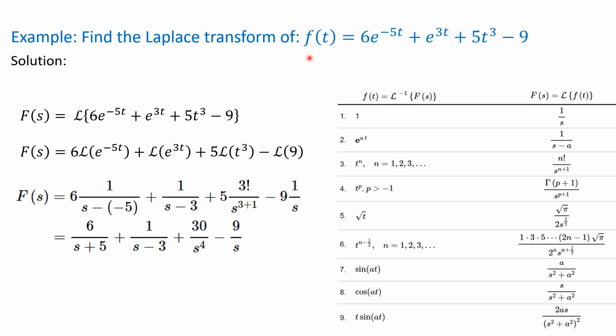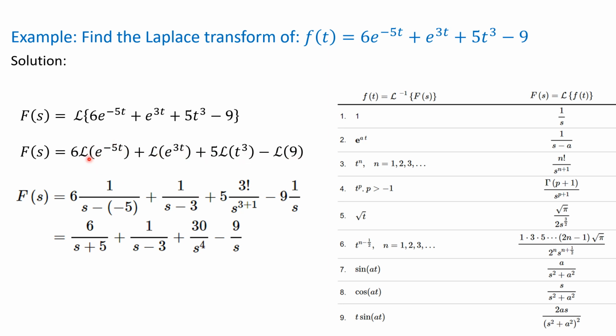So for example, let's find the Laplace transform of the following function. Notice this function is a sum of different functions, so we're going to use the linearity property to break up the Laplace transform over each of these functions. And since this is a constant here, we can pull the constant outside and write the Laplace transform of this function as a sum of Laplace transforms.